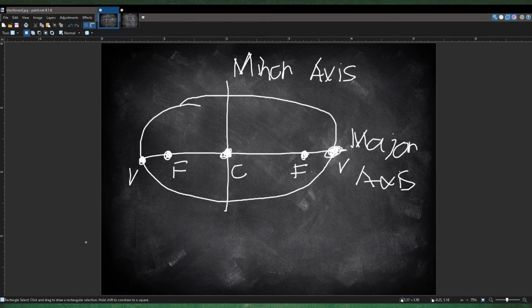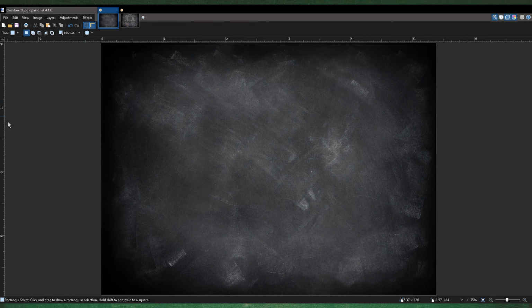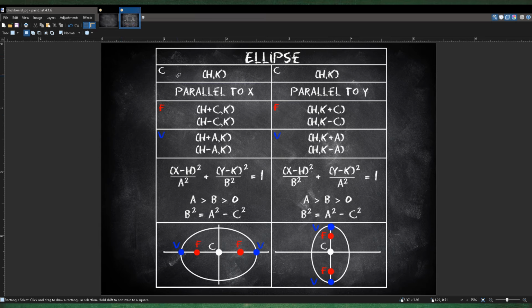There are 2 main types of ellipses. There's type 1, which is like this, and type 2. Type 1 has center (h, k), as I showed before in our example, and it's parallel to the x-axis, so it has a major axis on the x-axis. Now the foci are right here. I'll show you how to do the calculations later in our example.